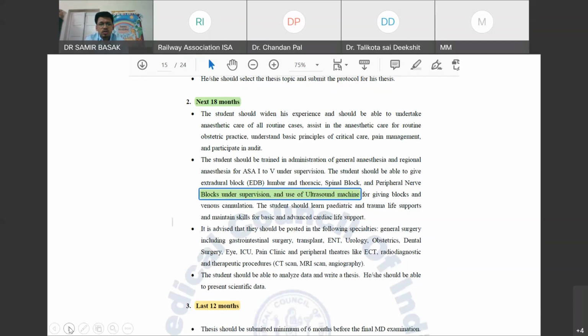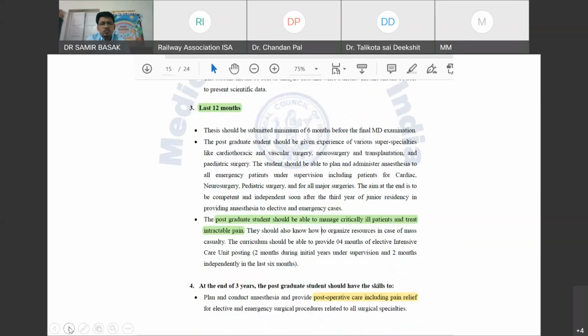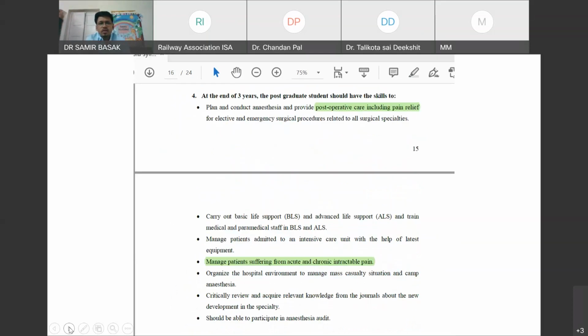Next come the last 12 months. The final year is the most important, mainly for chronic pain. The students should be able to manage critically ill patients and treat intractable pain. So at the end of 3 years, they should be able to treat post-operative patients, provide pain relief for elective and emergency surgery, and manage patients suffering from chronic and acute intractable pain.